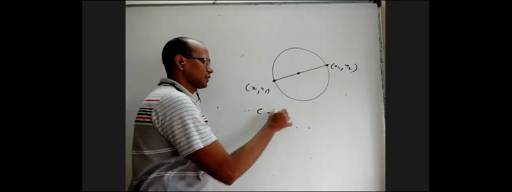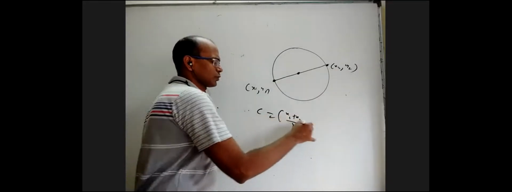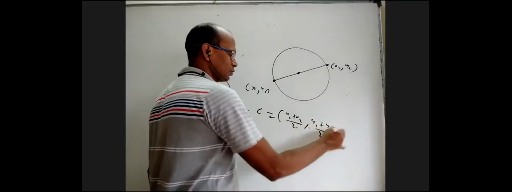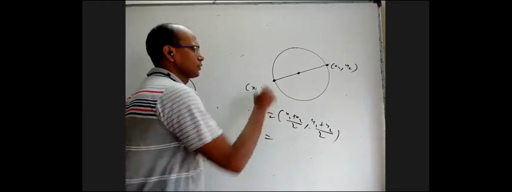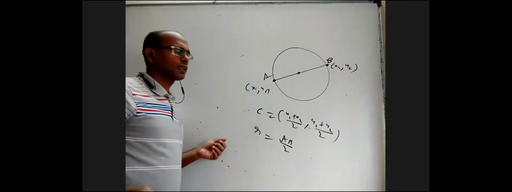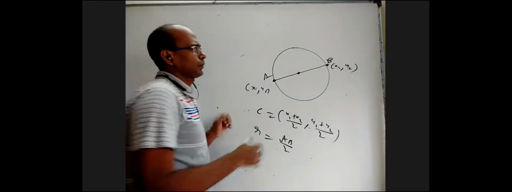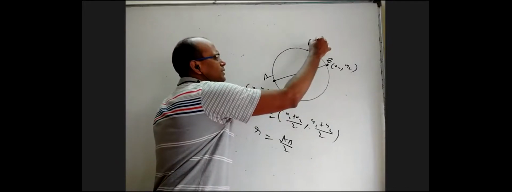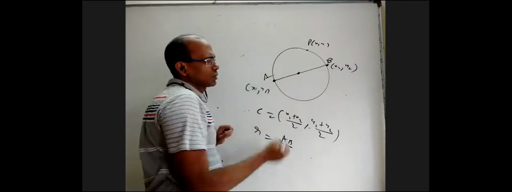So you can take the center as ((x1 plus x2) by 2, (y1 plus y2) by 2). Radius is, this is A and this is B, AB distance by 2. Then you know the center and radius, you can find it by the previous method. Or if you take any point P as (x, y) on the circle, how to find the locus of that?